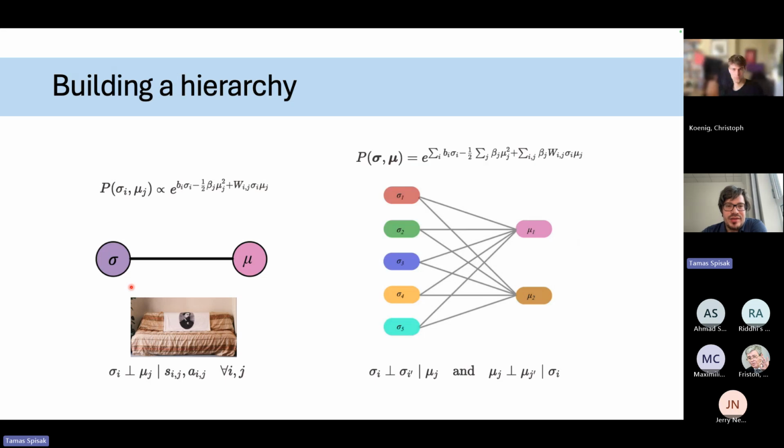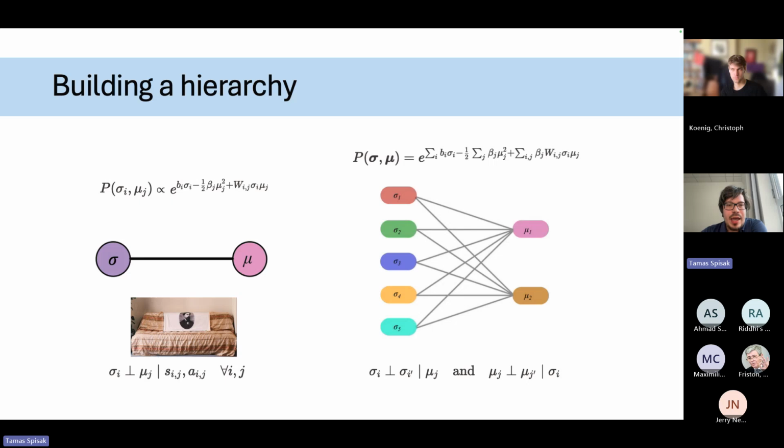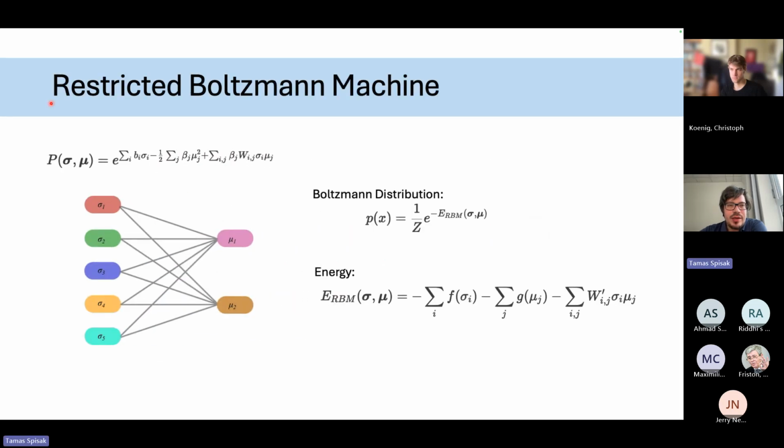And using this property, it turns out that it becomes very easy to write up the joint distribution of this whole system, so all sigmas and all mu's, because we can factorize the probabilities, and within the exponent, we can just sum them up. And what we got here is that this is a special case of a so-called restricted Boltzmann machine.